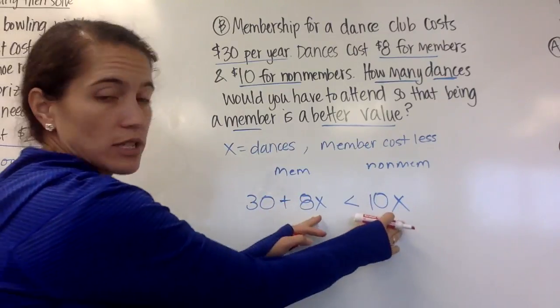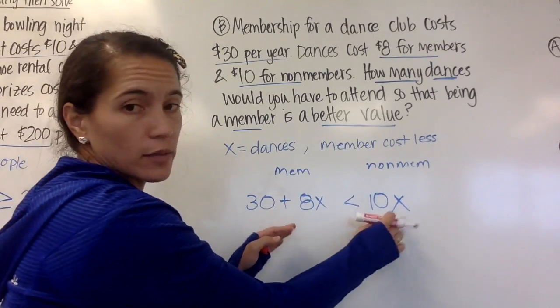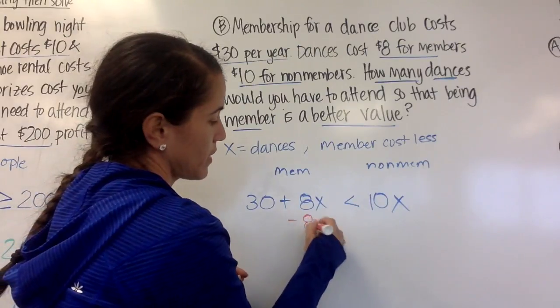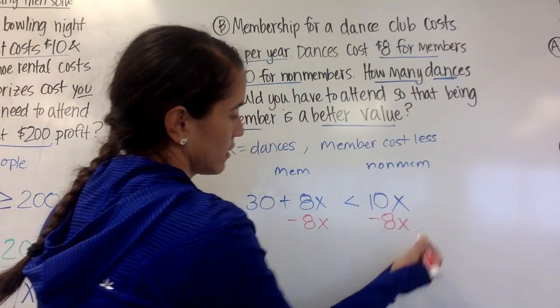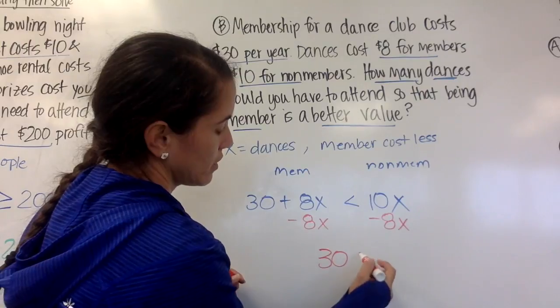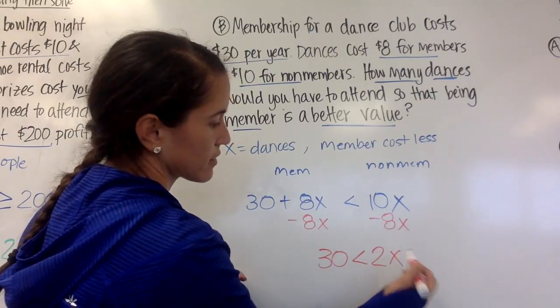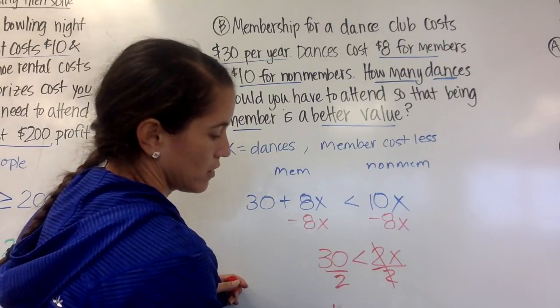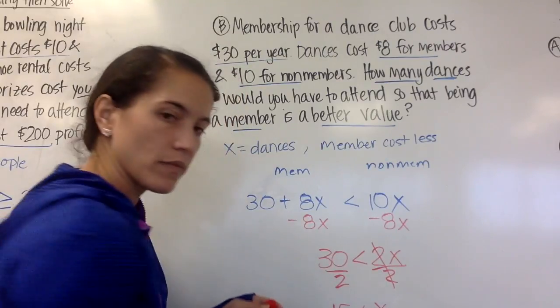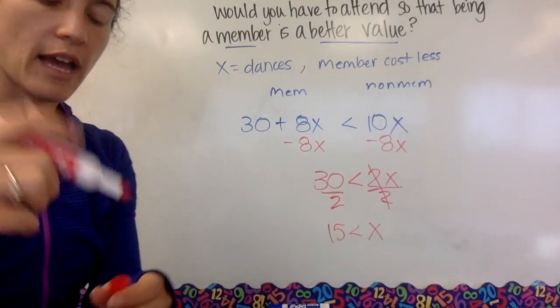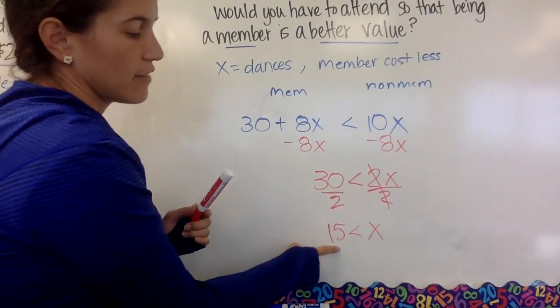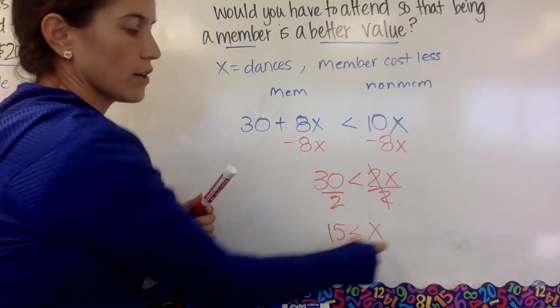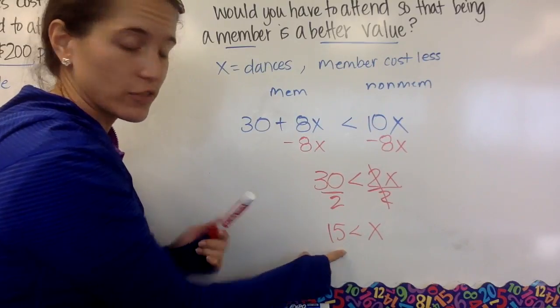Now, I have variables on both sides. So I'm going to move this variable over here. So I'm going to do minus 8x. And I get 30 is less than 2x. Divide by 2, and I get 15 is less than x, or x is greater than 15.